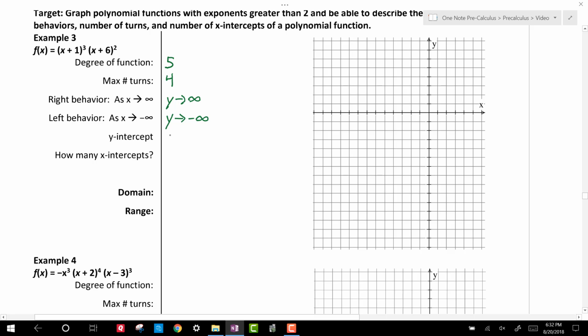My y-intercept on this, again, if you plug in 0, I would put that in your t-table right away and just count that as one of those points that you want to find. The y-intercept turns out to be at (0, 36).